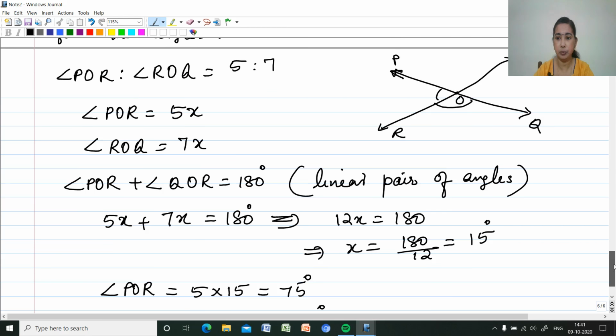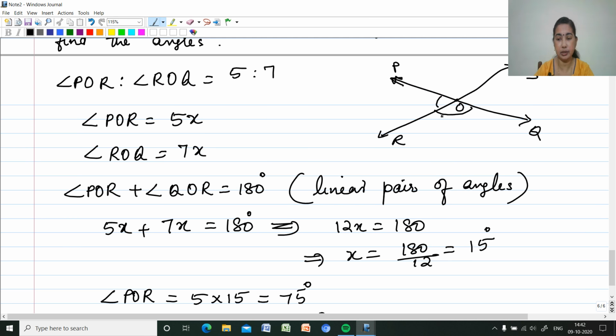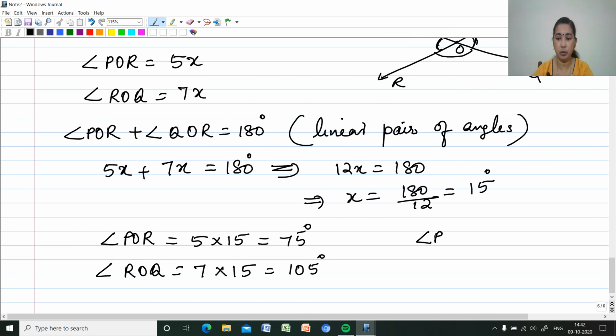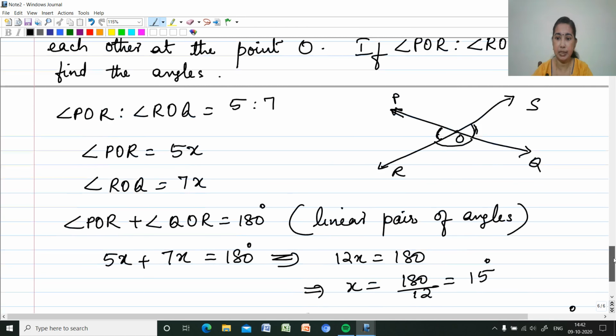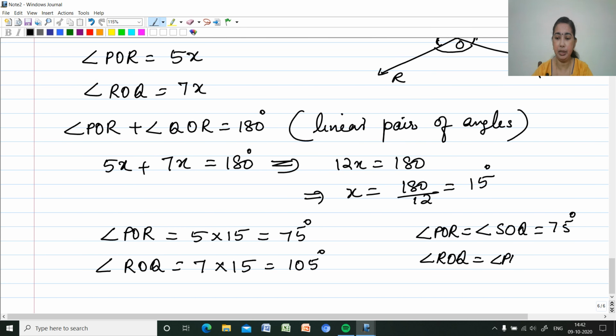So we need to find out what are all the angles of this. Here, opposite angles, vertically opposite angles, will be equal. So angle POR will be equal to angle SOQ. Angle POR is equal to angle SOQ is equal to 75 degrees. And also, second one, angle ROQ will be equal to the vertically opposite angle POS. Angle POS is equal to 105 degrees. So there we found all the remaining angles of that.